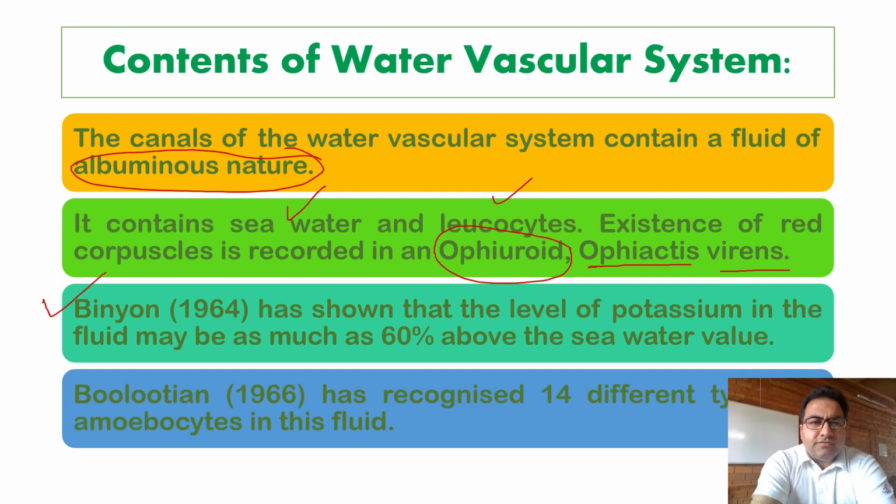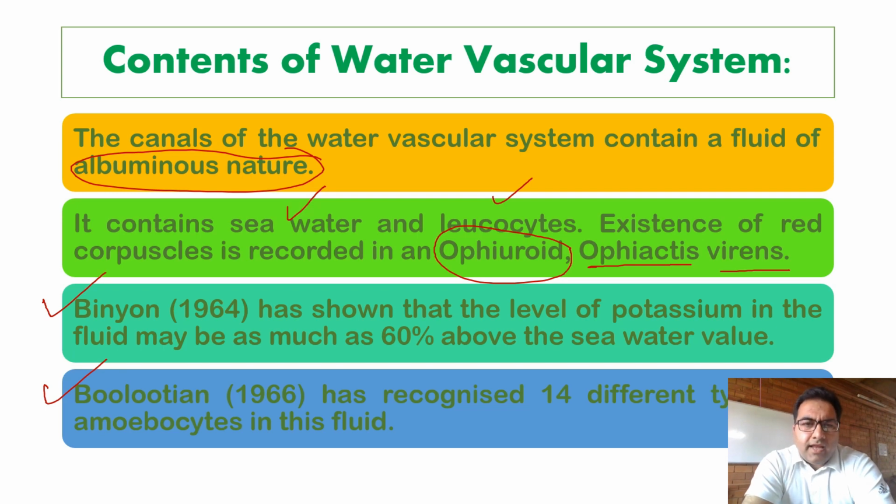Bignon, in 1964, showed that the level of potassium in the fluid is as much as 60% above the seawater value. So it is 60% more than what is present in the seawater. And Boolootian, 1966, recorded 14 different types of amoebocytes in the fluid.